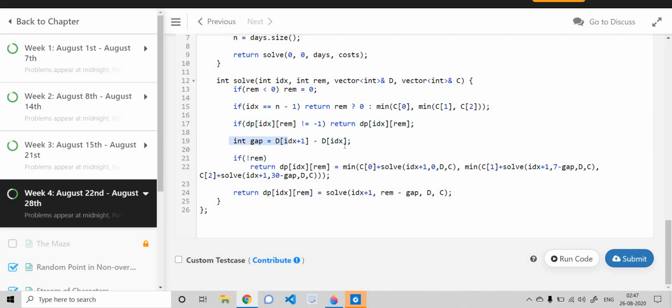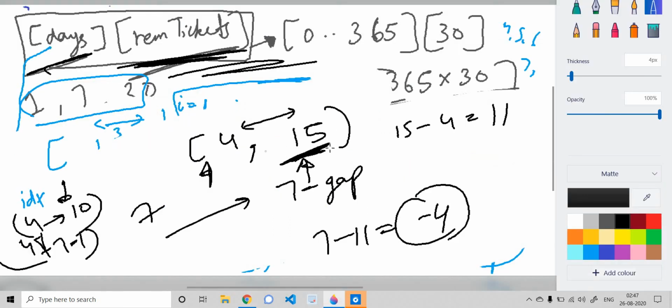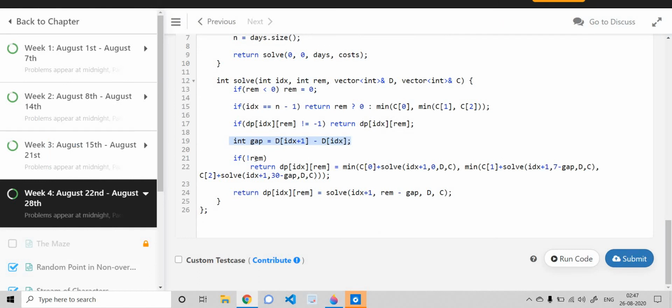And now I found the gap, which I have just explained. Here the gap is 15 minus 4, that is 11. If remaining is equal to 0, then I need to buy a ticket for this day. So I'm buying a 1-day ticket and going ahead with my recursive call, or I'm buying a 7-day ticket and going ahead with my recursive call. As you can see, I've done 7 minus gap. Or the third option is to buy a 30-day pass and go ahead with my recursive call, and I'm taking the minimum out of these 3.